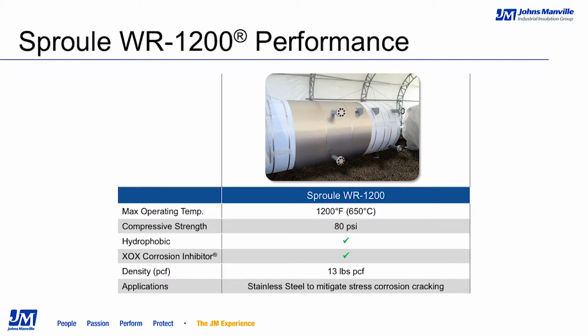So you notice that it has a maximum operating temperature of about 1200 degrees Fahrenheit and a compressive strength of about 80 psi. Given that Pearlite is naturally hydrophobic, this product is mainly used on pipes and equipment near large bodies of water. An example of those types of locations would be the region along the Gulf of Mexico.